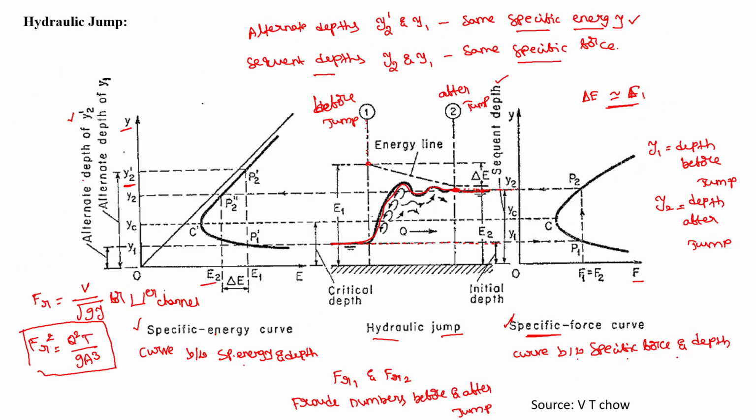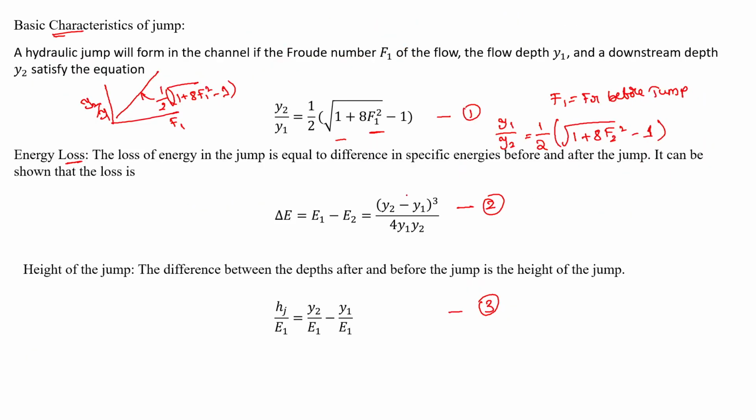As we have seen in this slide, energy loss takes place when a hydraulic jump has taken place. So how can we calculate that energy loss? The energy loss in the jump is equal to the difference in specific energy before and after the jump. It can be shown that the loss is given by this particular formula. These derivations are not necessary now, so you can remember the formula directly.